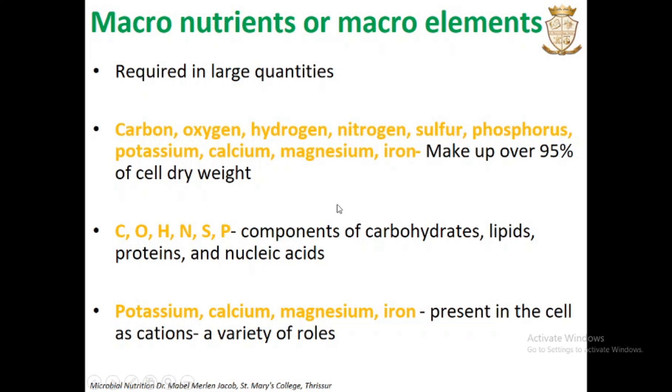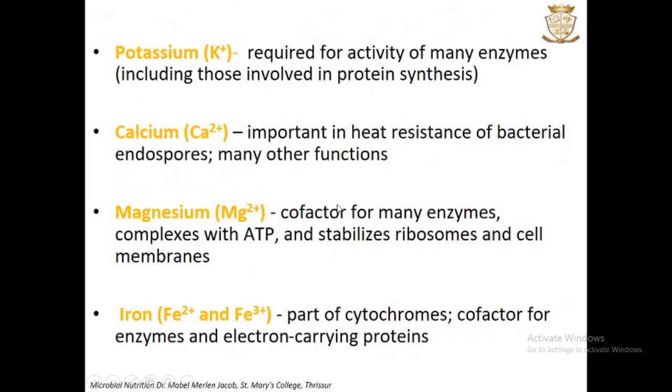dry weight. Carbon, oxygen, hydrogen, nitrogen, sulfur and phosphorus are components of carbohydrates, lipids, proteins and nucleic acids. The others, potassium, calcium, magnesium, iron, they are present in the cell as cations with a variety of roles. For example, potassium K+ is required for the activity of many enzymes, including those involved in protein synthesis.